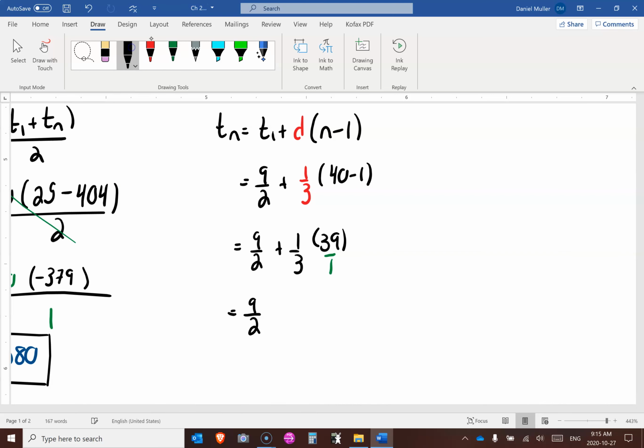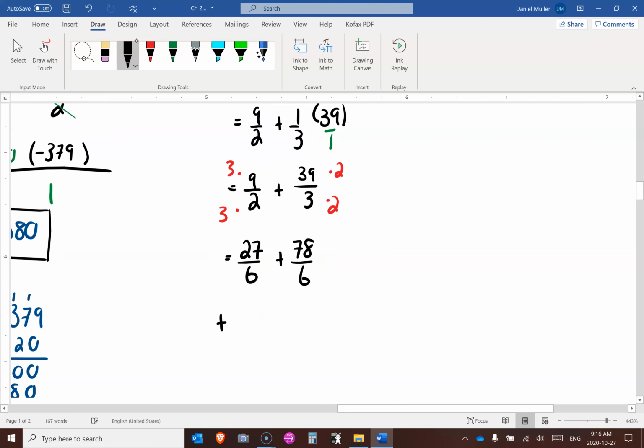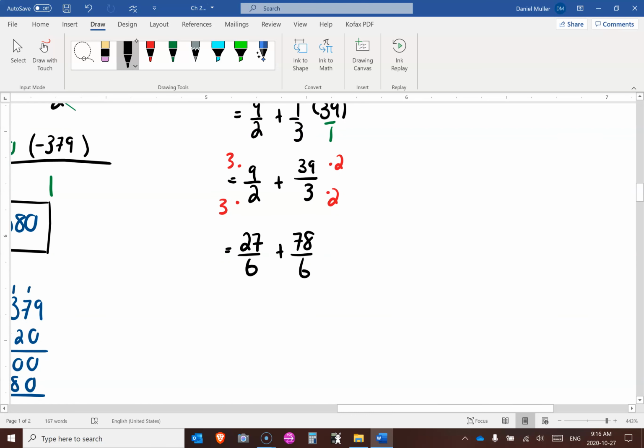So when you're multiplying here, you go the numerators together. 1 times 39 is 39, and 3 times 1 is 3. Now, not helpful right now because they're not a common denominator. So I'll times that by 2, times that by 3, top and bottom. So I'm going to get a 27 over 6 and a 78, because that would be 40, yeah, over 6. And then I got to add that together. Okay, 78, 88, 98, 108, 105 over 6.